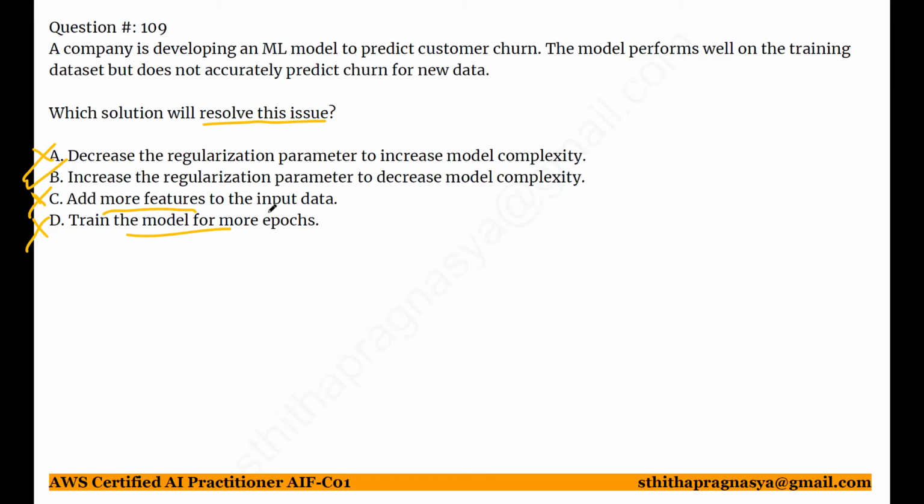This allows it to continue learning from the training data, which can lead to further overfitting. This would worsen the generalization problem as well. So just increase the regularization, that makes the model more generalizing. So what is the answer? B.